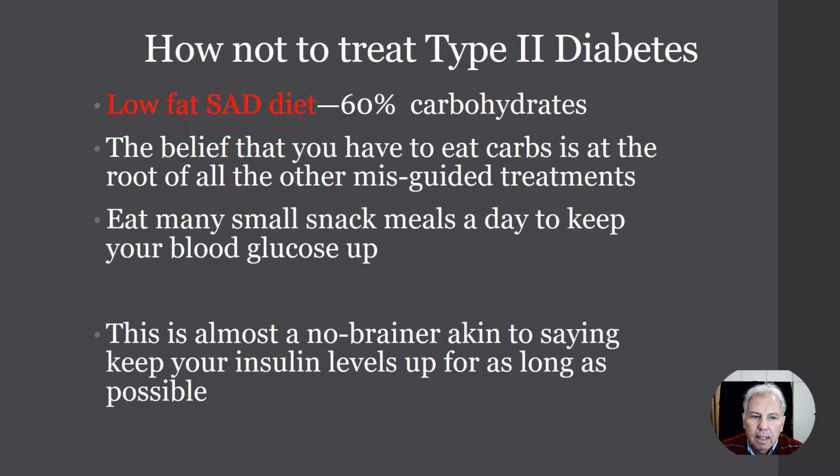So what about a low-fat, SAD diet, standard American diet? 60% carbohydrates, and the belief is that you have to eat carbs, and that is at the root of all evils. You do not have to eat any carbs. There are essential fats, there are essential amino acids, but there are no essential carbohydrates. So the dietitians will tell you to eat many small snack meals a day just to keep your sugar up and your insulin up. And I don't see the logic in that. Keep your sugar up, keep your insulin up. Diabetes is a disease of too much insulin. So this is almost a no-brainer, akin to saying keep your insulin levels up for as long as possible.